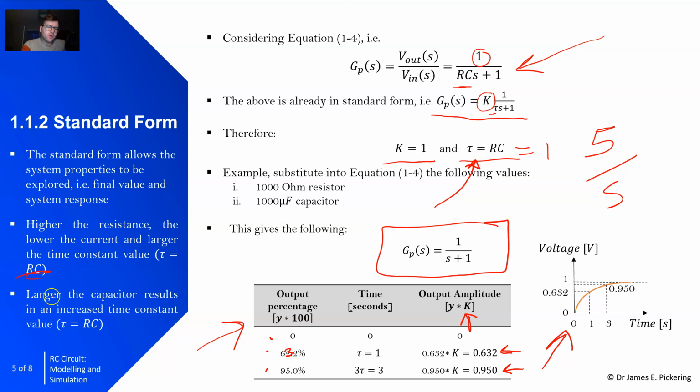So if you increase the capacitor value, this is again going to result in an increased time constant, which is kind of obvious, because if you're trying to charge the capacitor and you increase the capacitance, it's going to result in a higher time constant, and hence it's going to take longer for the capacitor to be charged. And likewise if you increase the resistance.